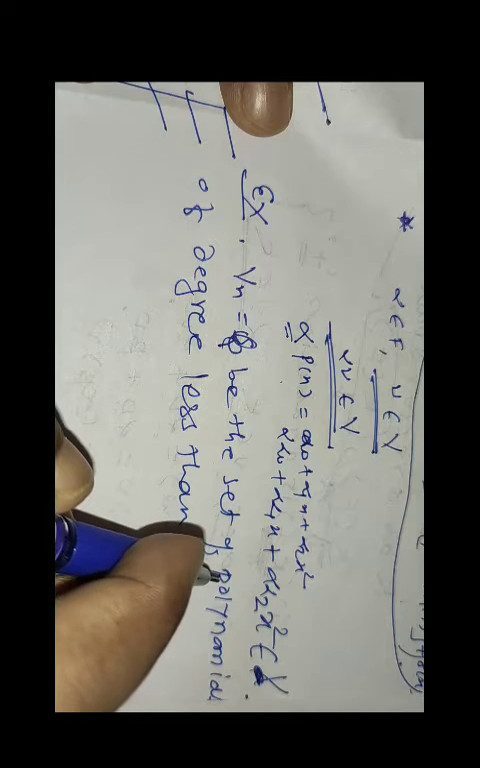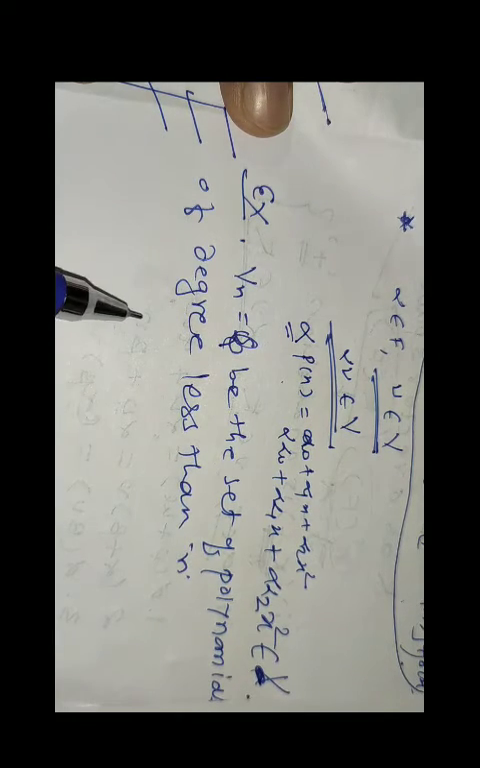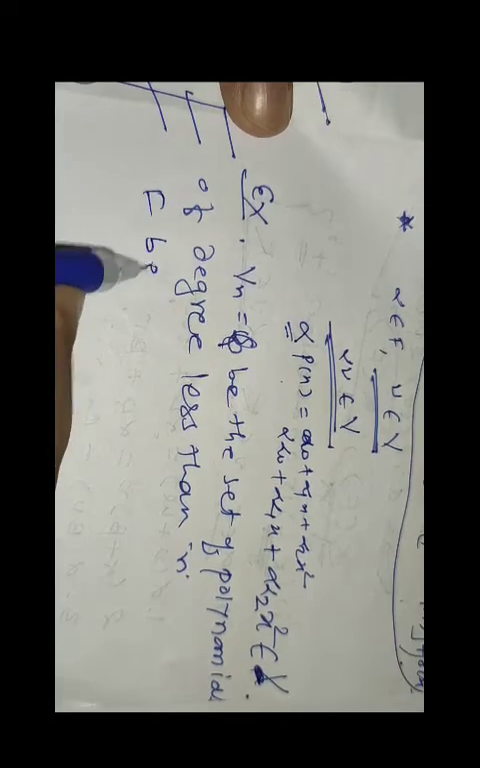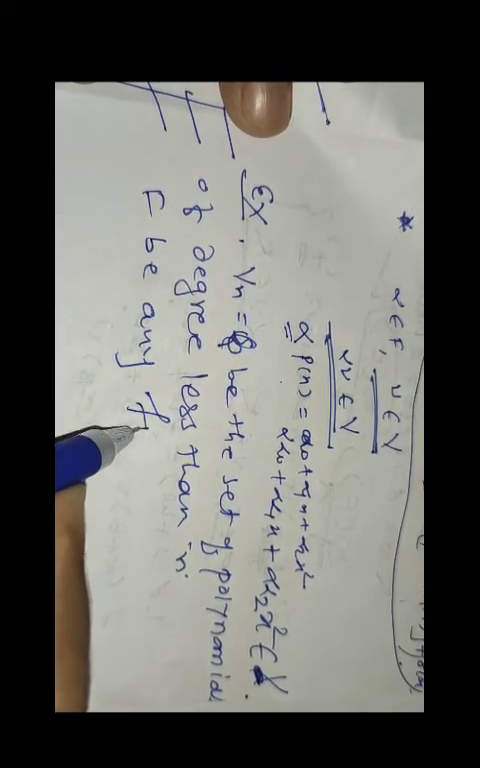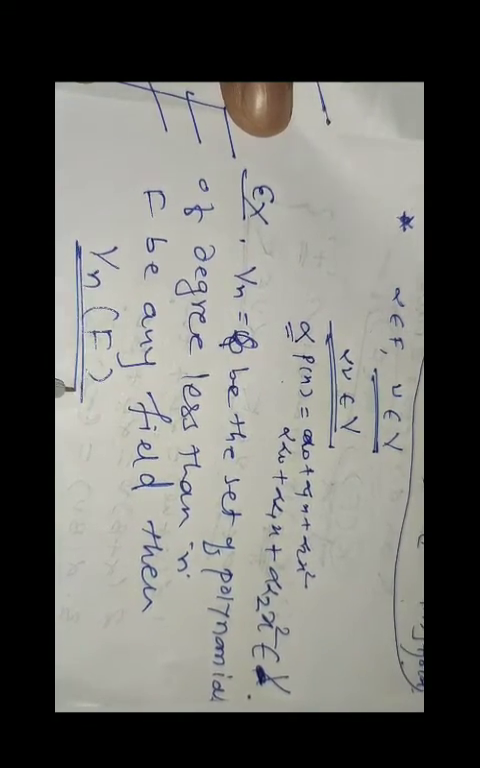So here Vn is a vector space over the field F, and F be any field. In the previous example, there is no restriction on the degree of the polynomial, but here Vn is the set of all polynomials of degree less than n. So this is the set V.